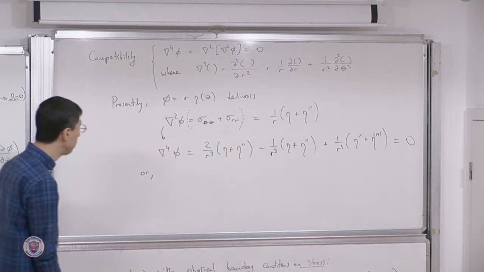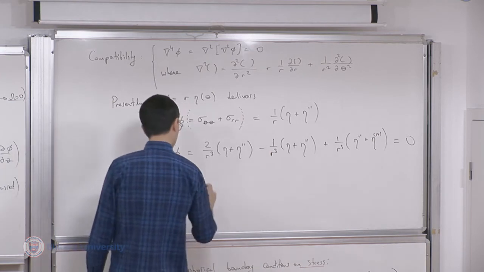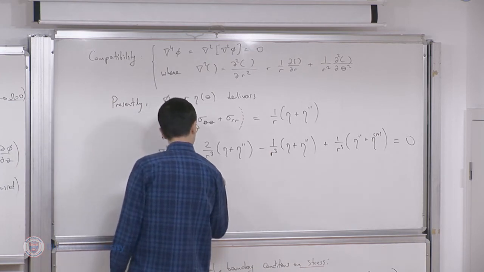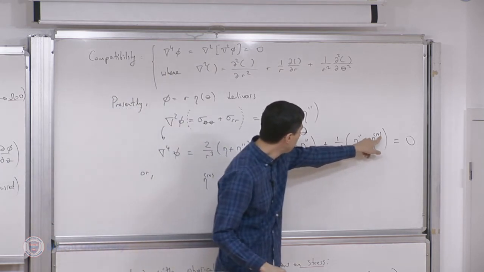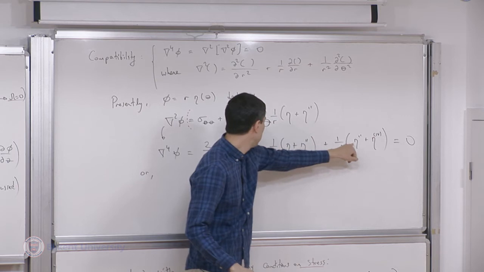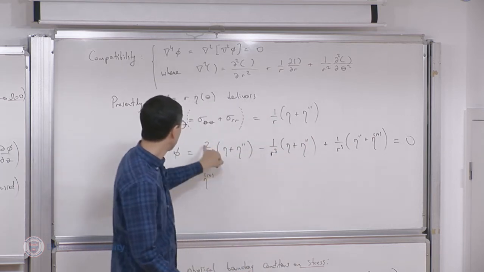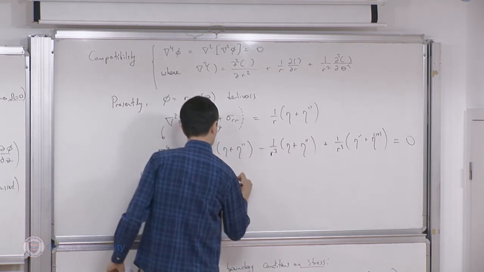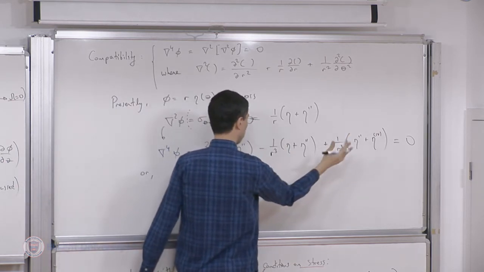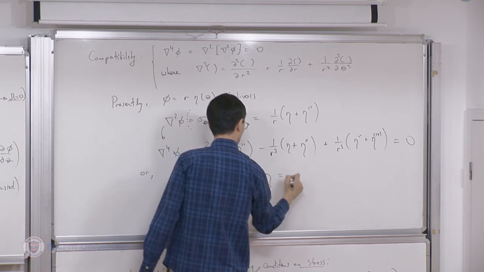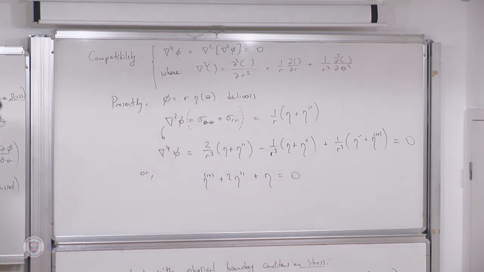So if you get rid of the r cubed term, and then collect terms of equal derivatives, we have the eta fourth derivative. And then we have a second derivative, 1, this cancels, plus 2, eta double prime. And then 2 minus 1, and that's it. That's the requirement of compatibility.